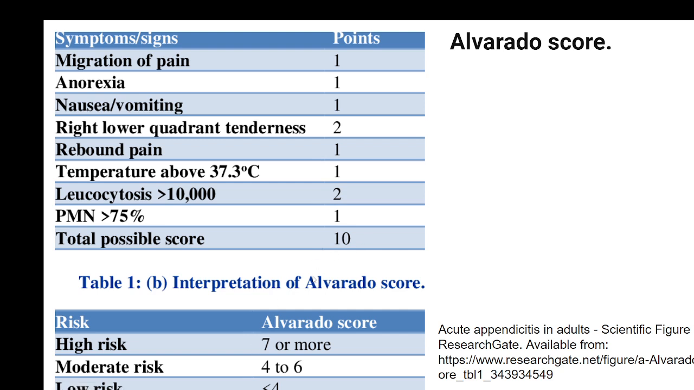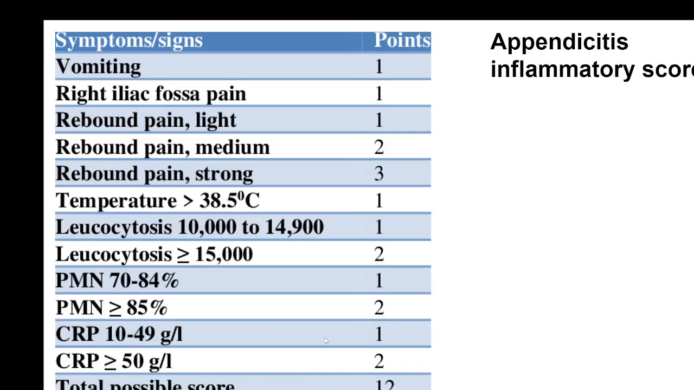If the score is more than 7, then the patient has a high risk, and usually that condition is suggested for emergency surgery. Moderate risk is 4 to 6 and low risk is less than 4. This is how we can assess the risk as such.